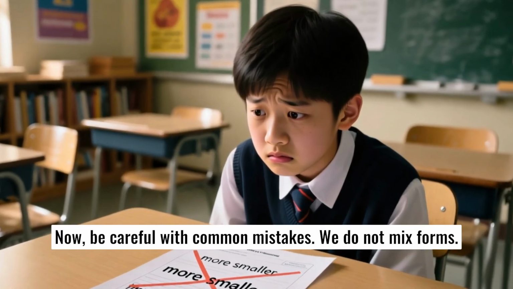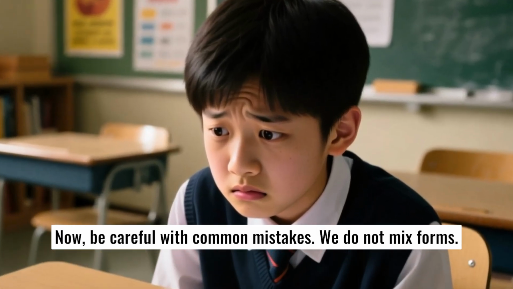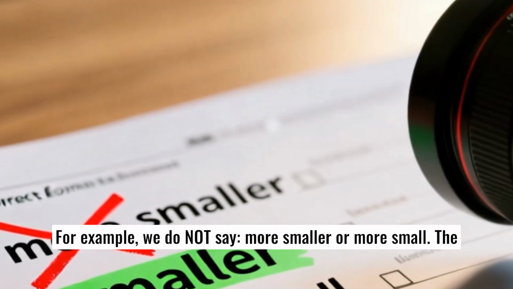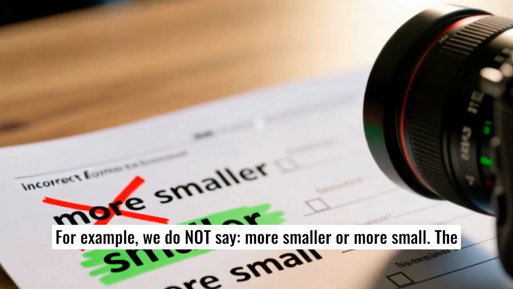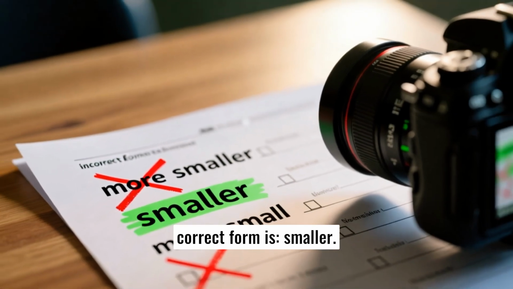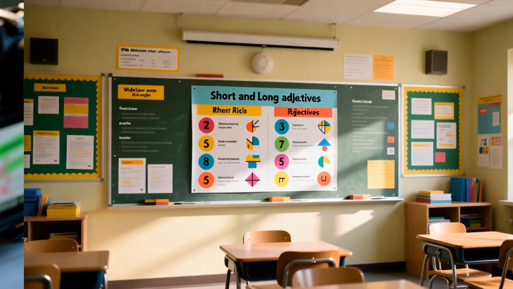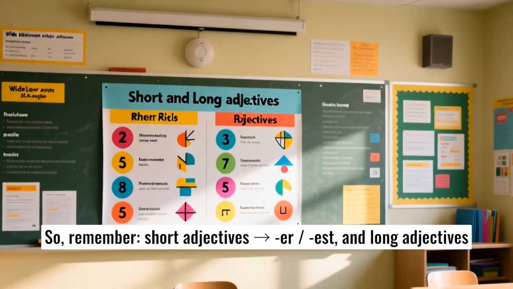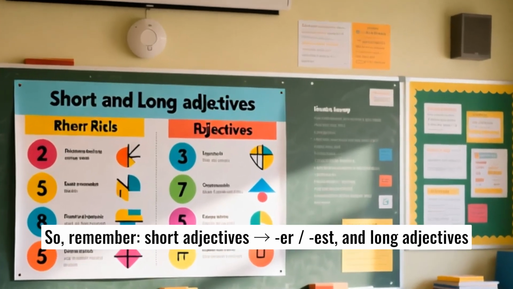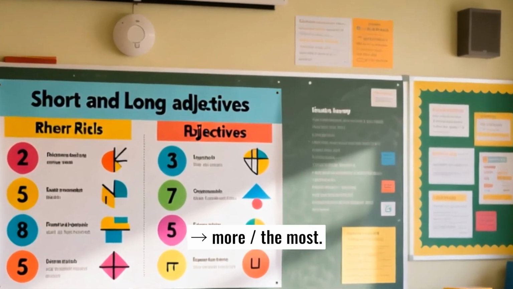Now, be careful with common mistakes. We do not mix forms. For example, we do not say more smaller or more small. The correct form is smaller. So remember: short adjectives, -est, and long adjectives, more, the most.